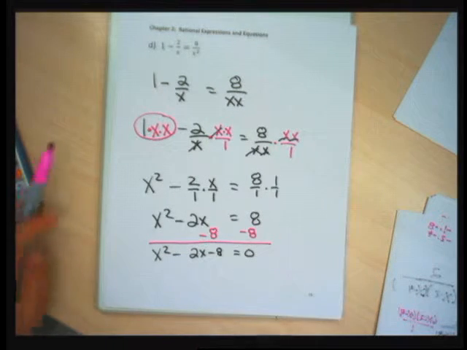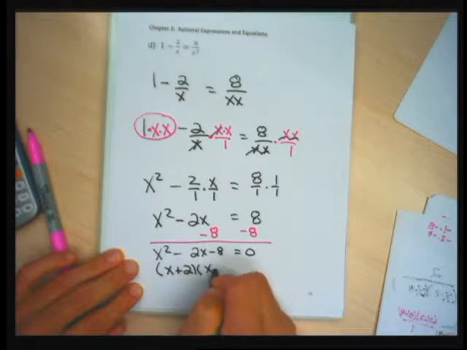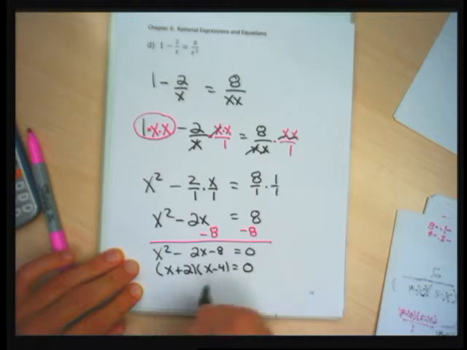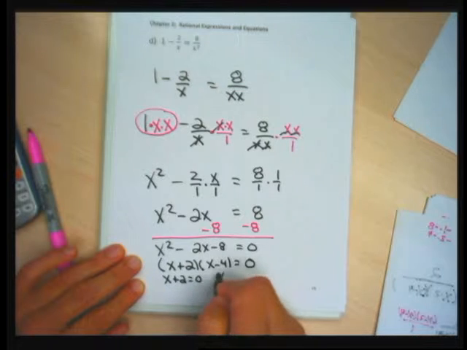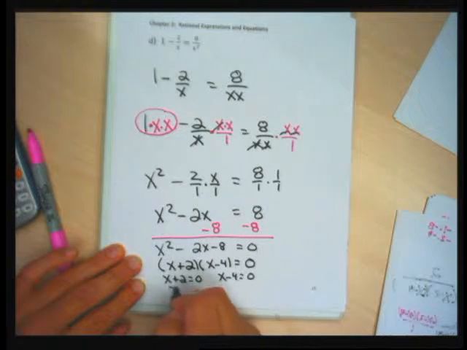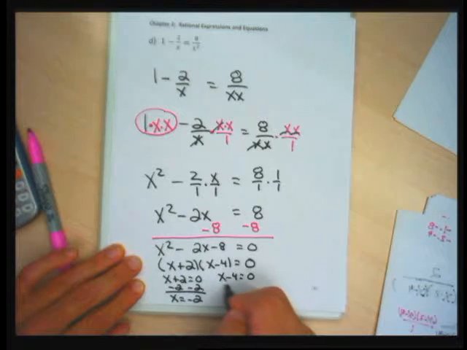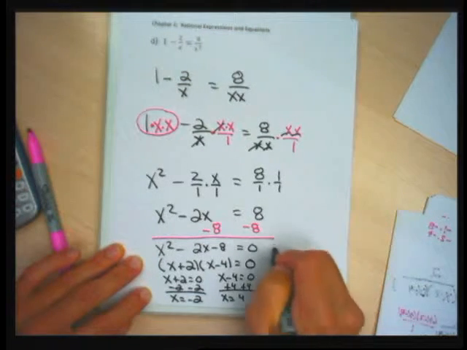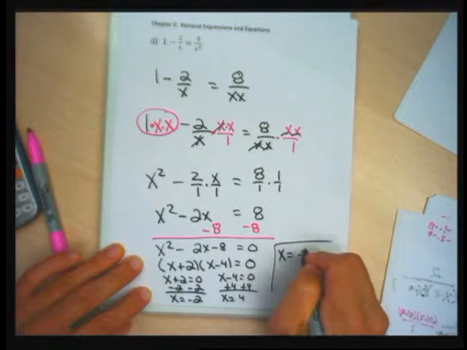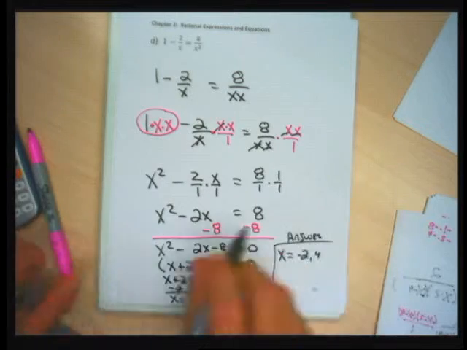And now I'm going to factor this. This factors into x plus 2 times x minus 4. Once I have the problem set equal to 0 and factored, I split the factors up, set each one separately equal to 0. The x plus 2 factor, I minus 2 from both sides, and get an answer of x equal to minus 2. The x minus 4 factor, I add 4 to both sides and get an answer of 4. I'm going to check both of these because I can.